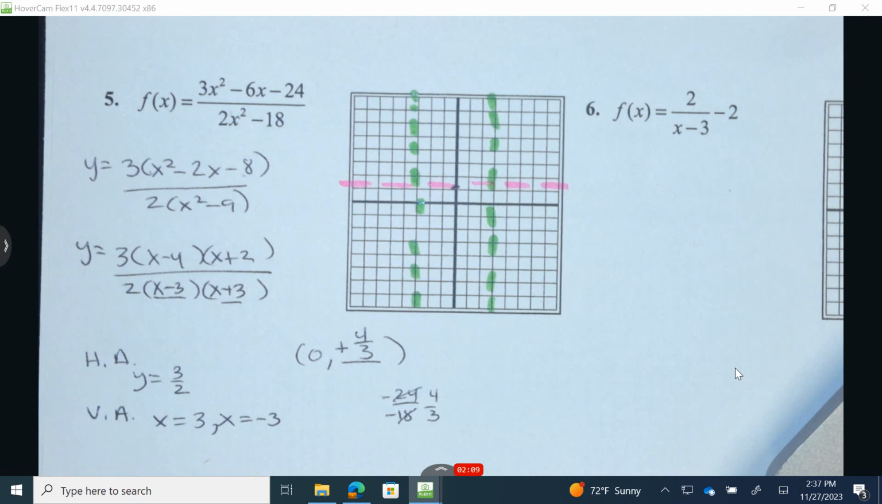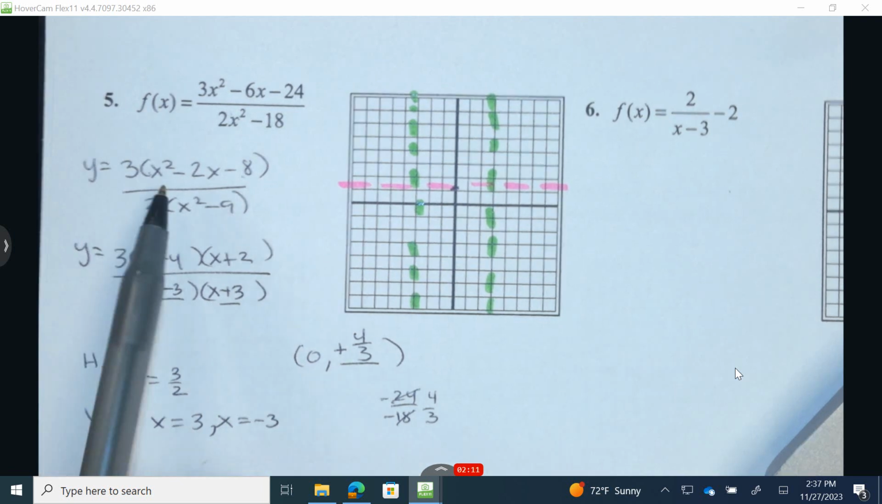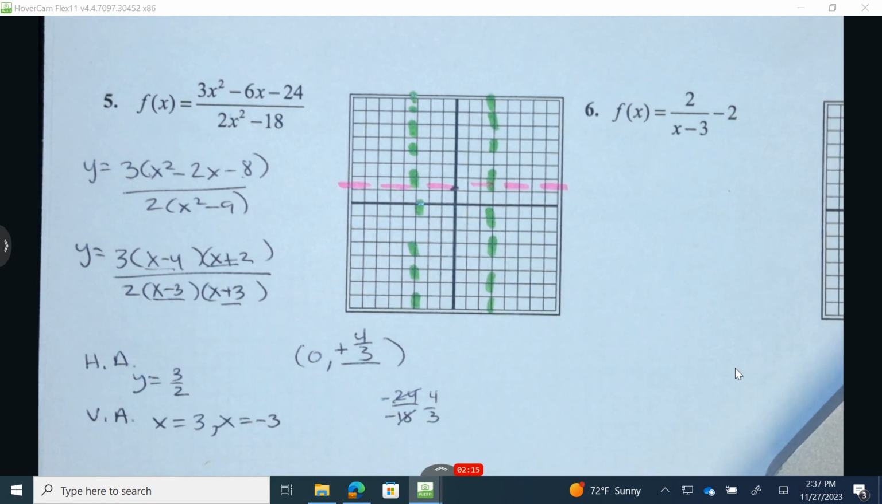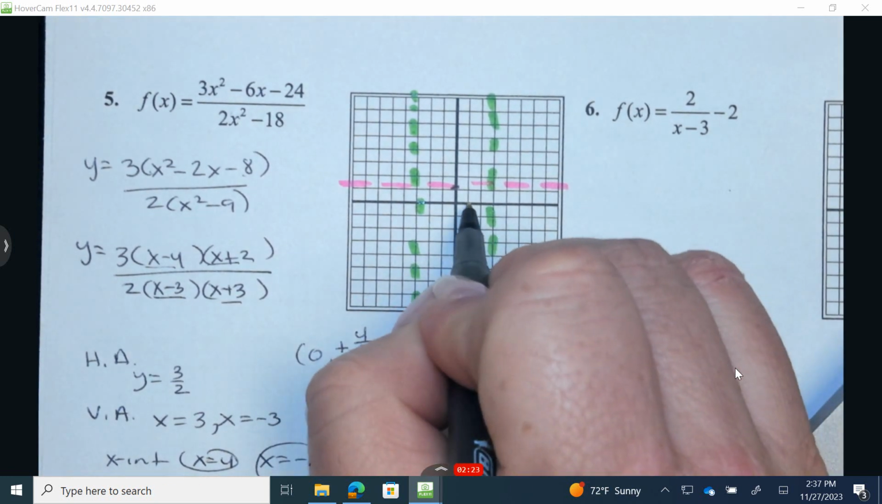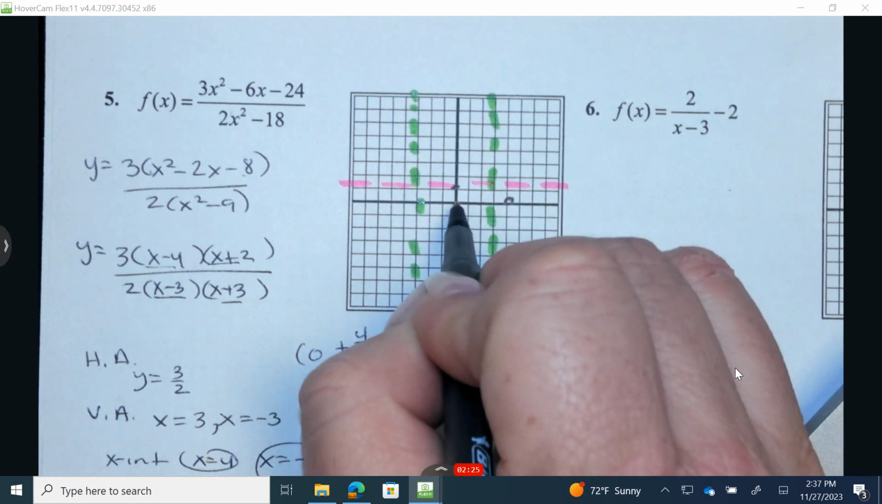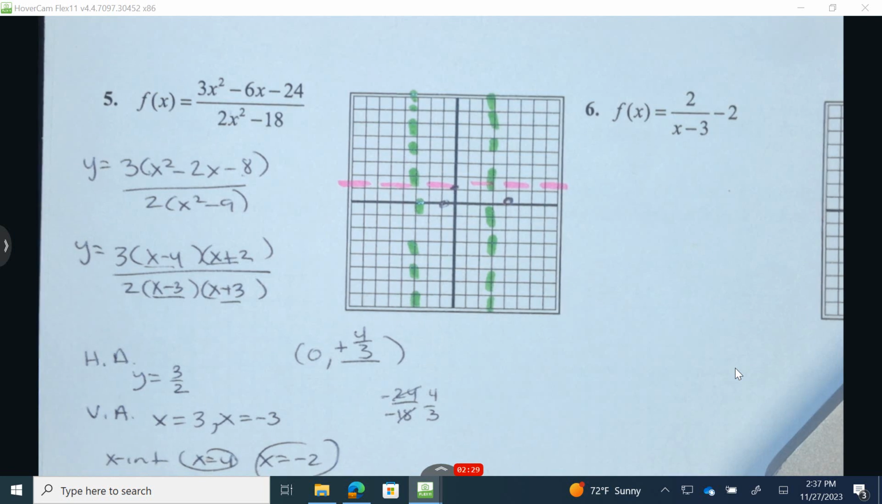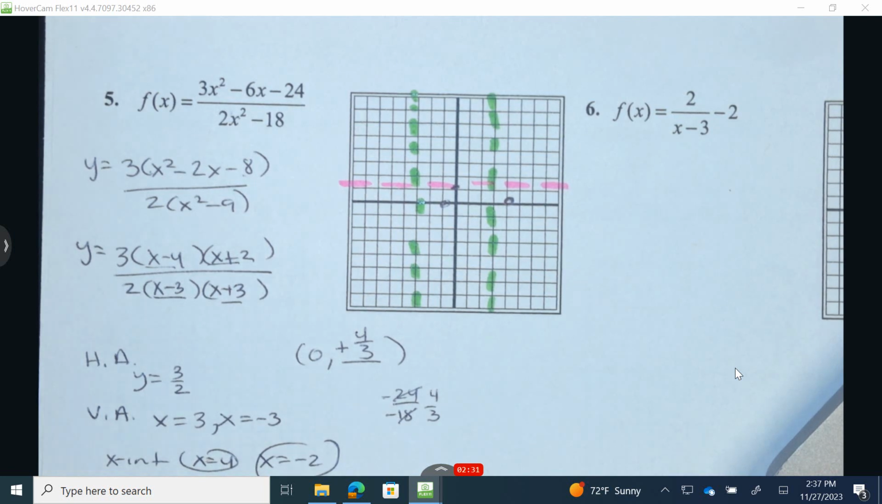Now, is it possible that this has an x-intercept? It does. If there's any variable in the numerator, we're going to take those two quantities and set them equal to 0. That gives us an x-intercept at x equals 4 and another x-intercept at x equals negative 2. So 1, 2, 3, 4, and also at negative 2. Now, how do we go about creating this so we can have a graph of this?